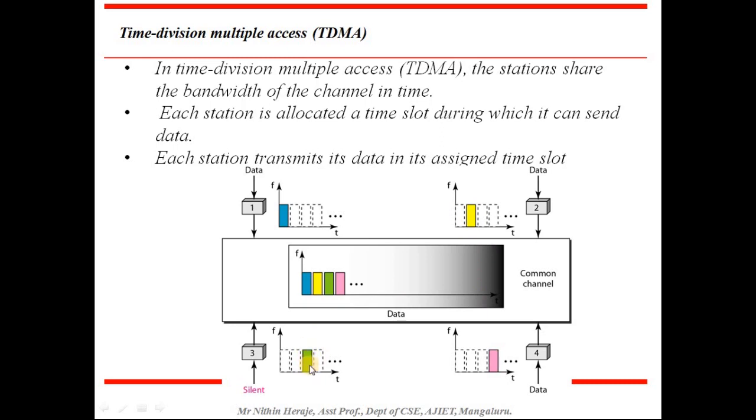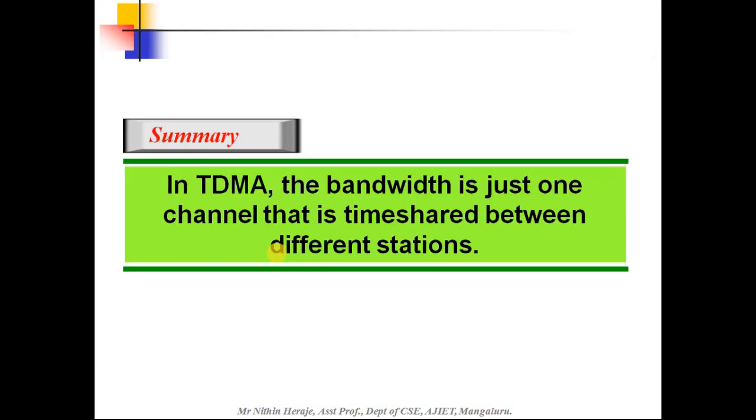Station 3 is this green one to send the data, but station 3 does not have any data to send, but that does not matter. The time slot will be given to all the stations irrespective of whether that particular station has data to send or not. And for station 4, this pink color is the time slot given to send the data. This is a common channel where time is divided into different slots to send the data. So this is how TDMA works, which is almost similar to FDMA.